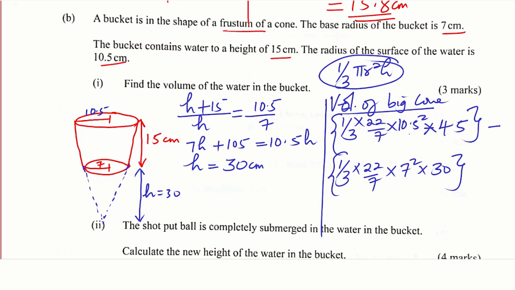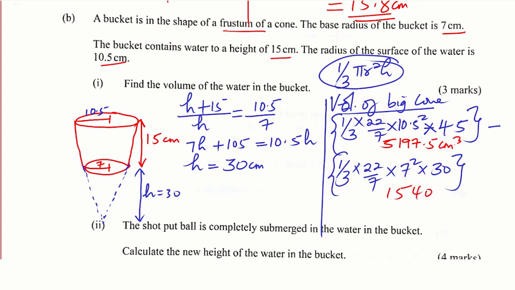So the volume of the bigger cone, a third times 22/7 times 10.5 squared times 45. That one, on the calculator, will give 5197.5. Then for the smaller cone, a third times 22/7 times 7 squared times 30, that will give 1540.